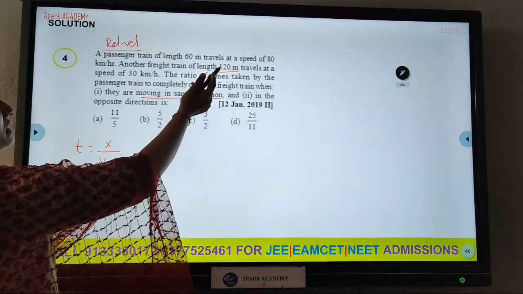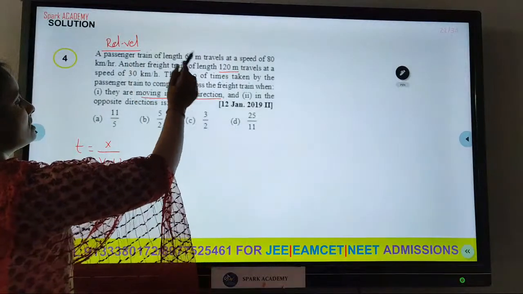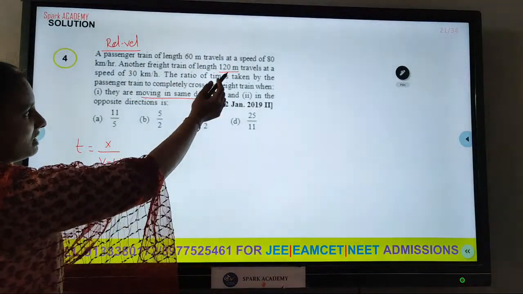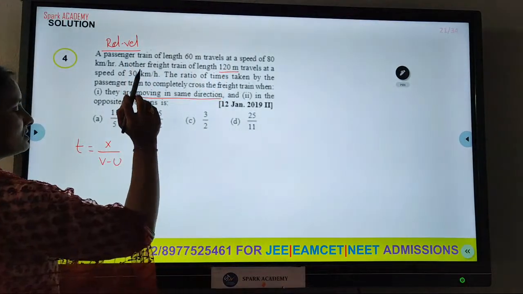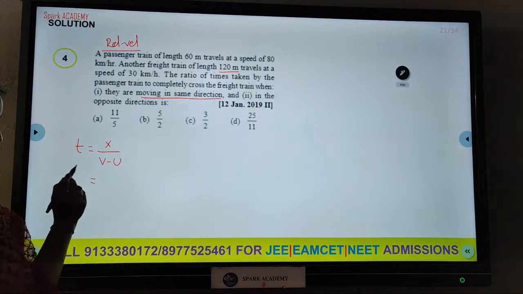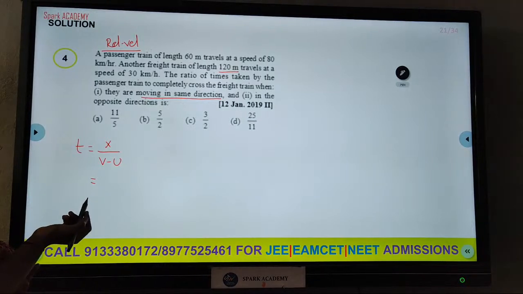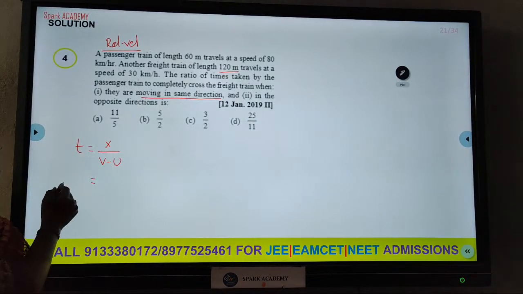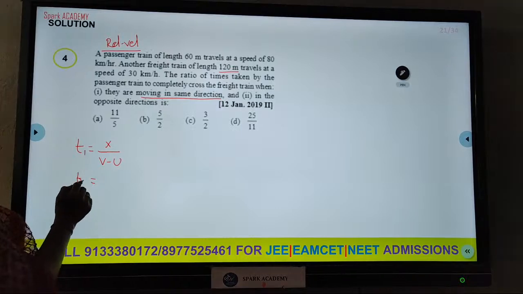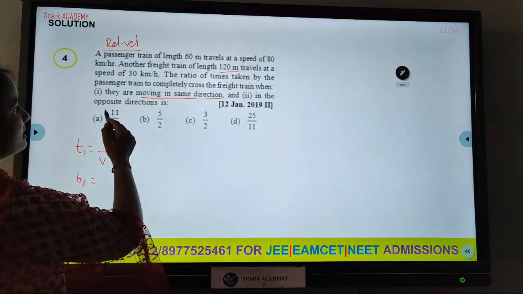Okay, so we need to take the 80 passenger train crossing the freight train by traveling this distance. When they are in the same direction, the relative velocity is Va minus Vb. So we follow that in the same case. And the next case, when they are in the opposite direction.